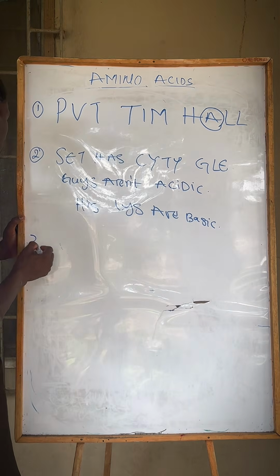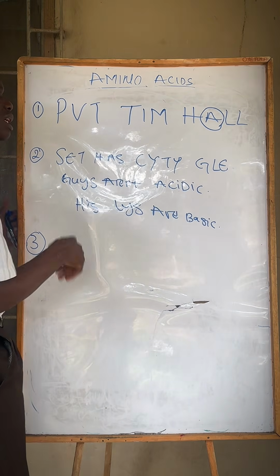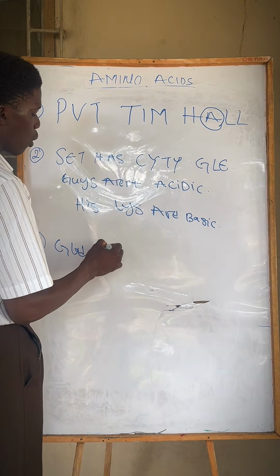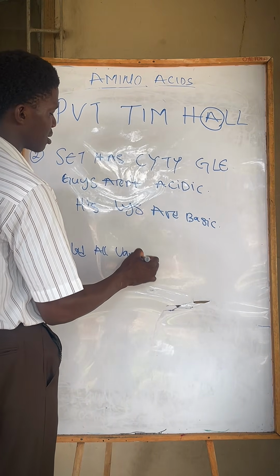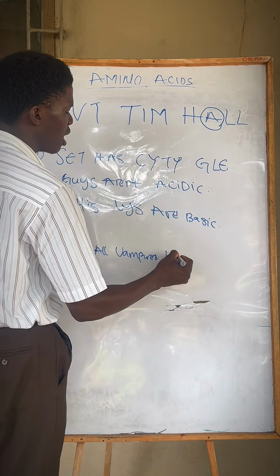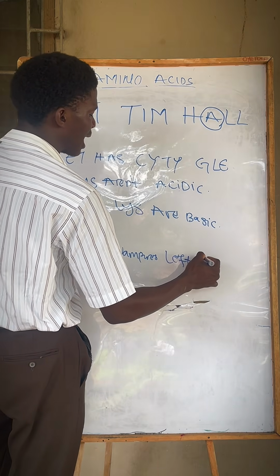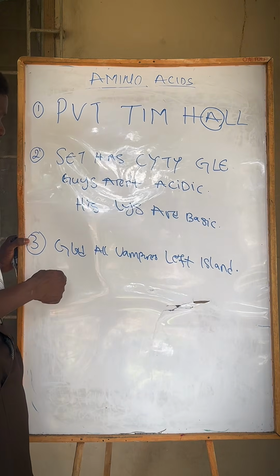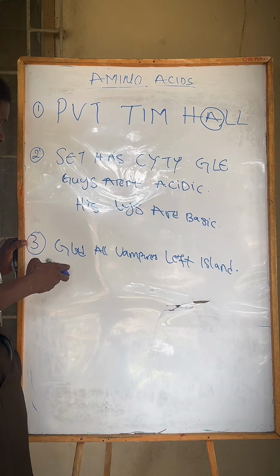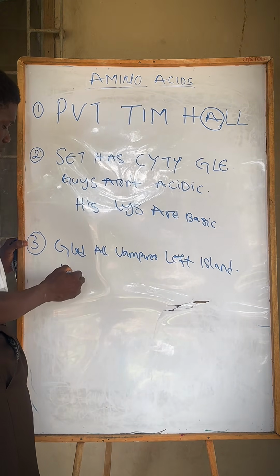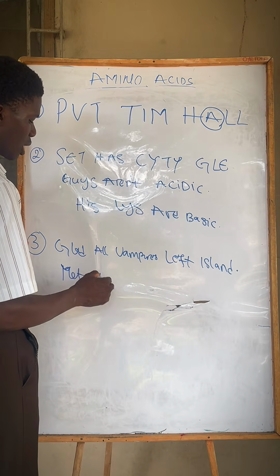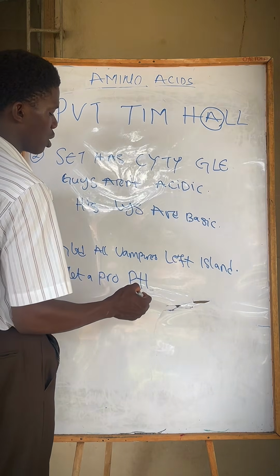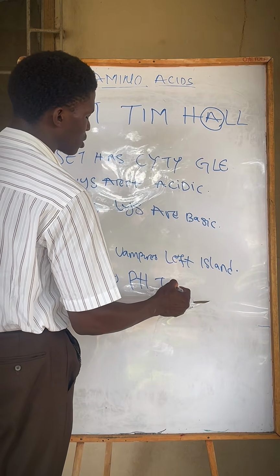So for the non-polar we have a mnemonic: all vampires left the island. And we ask the question, why do you think they left? Because they met a professional public health trainer.